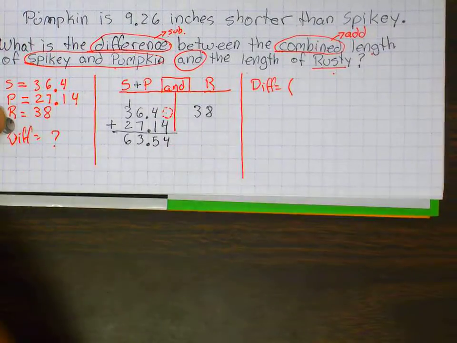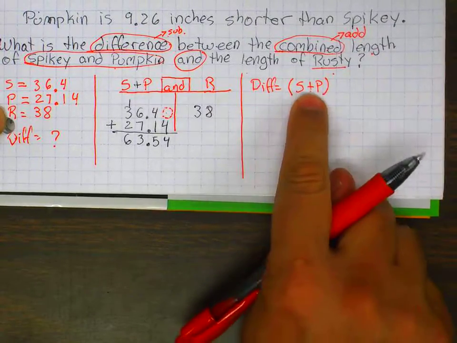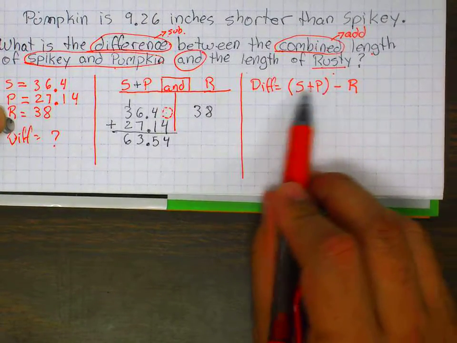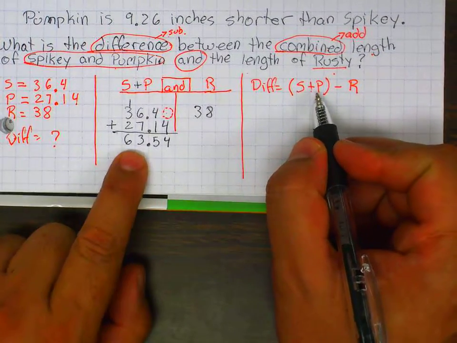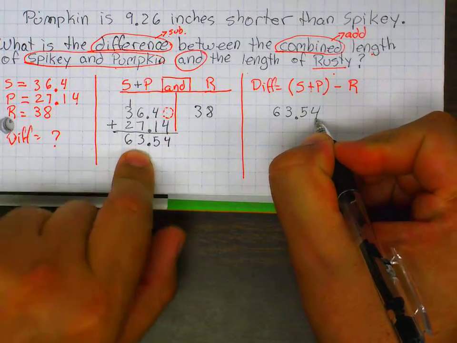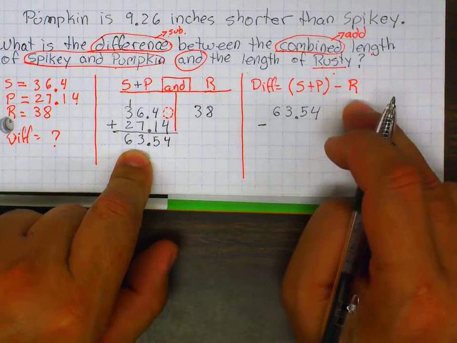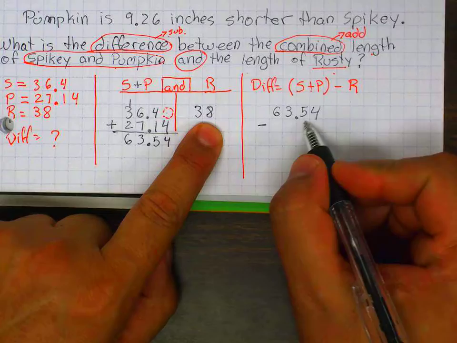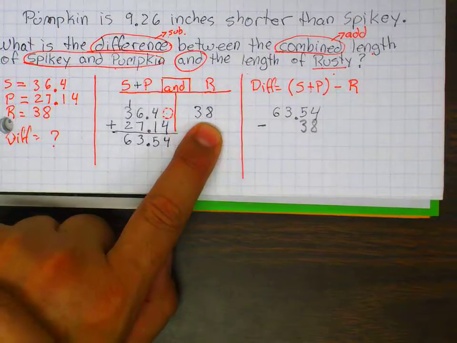Remember when we talked about earlier, the parenthesis tells me what I do first. The combined Spiky and Pumpkin minus the length of Rusty. The parenthesis tells you what to do first. I know Spiky and Pumpkin have a combined length of 63 and 54 hundredths. And I'm going to subtract the length of Rusty. In some of you, I'm putting the 38, and I'm going to put it in pencil so I can erase it later. We're putting the 38 on the decimal number.